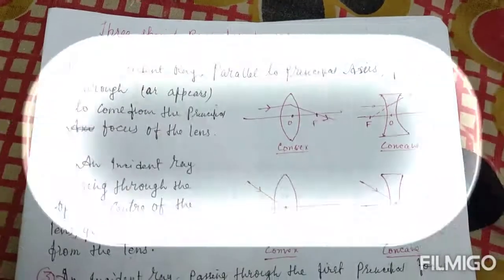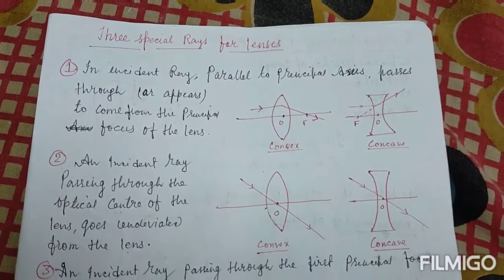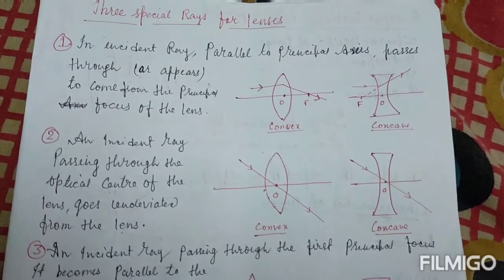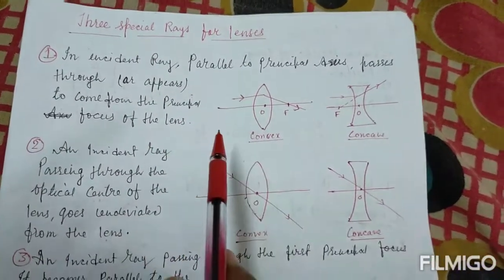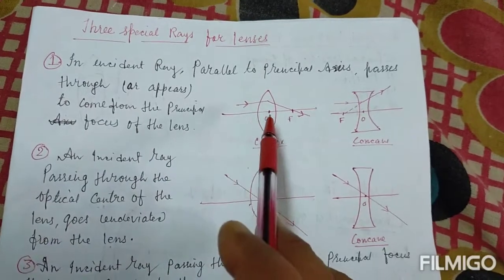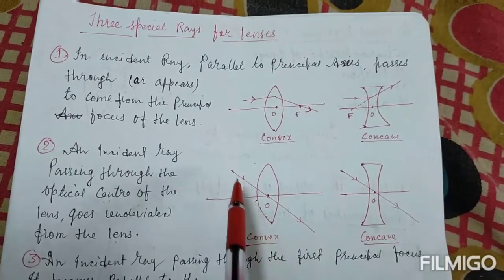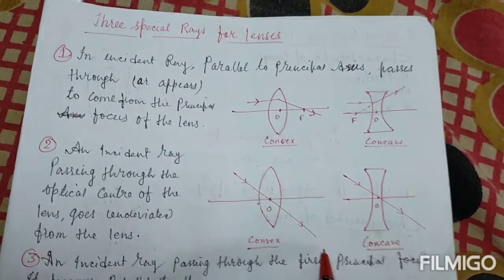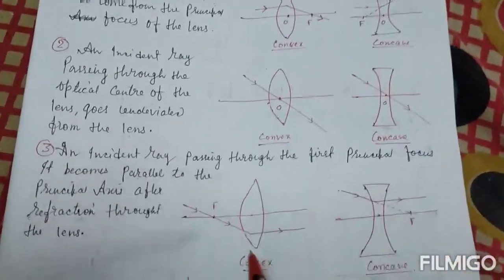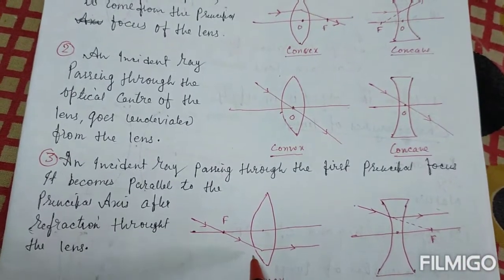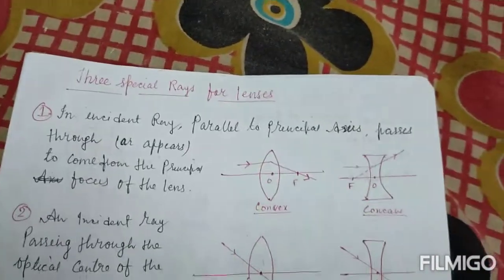Before seeing the image formation, we will see how an image is formed in a ray diagram. There are certain rules which we will follow to form the ray diagram, meaning there are some special rays for lenses. What happens to the rays coming parallel to the principal axis? How do the rays which pass through the optical center of the lens behave? How does the ray which passes through the focus of the lens behave? So we will see these rays.